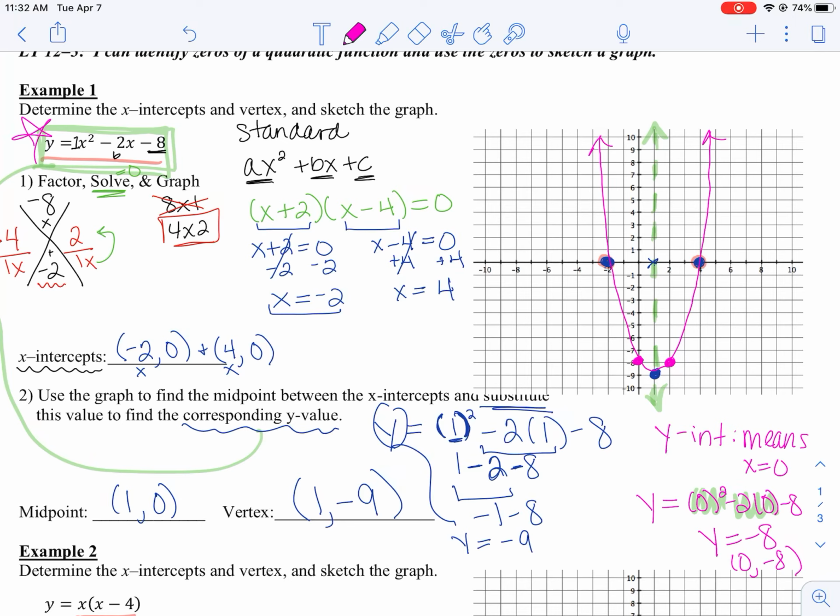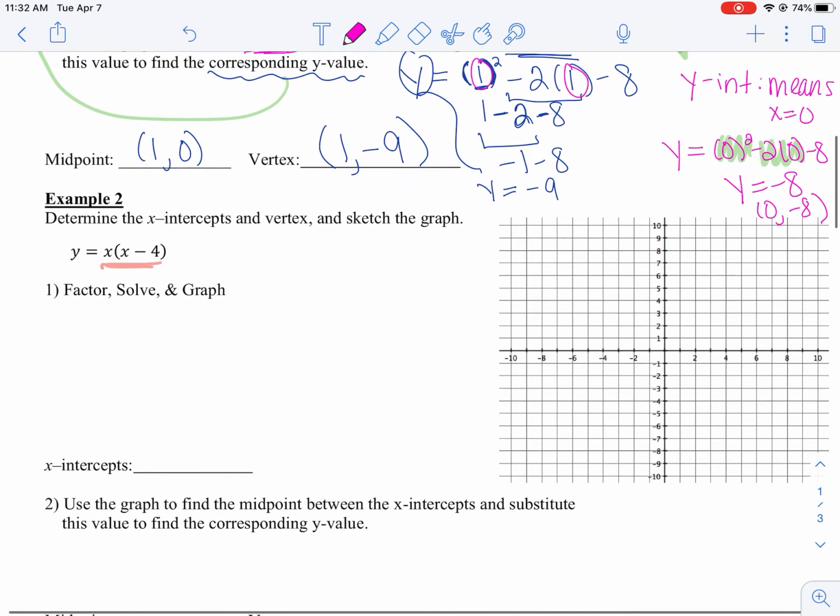That's if the problem's in standard form, right? So again, we factored, we set each equal to 0, and we solved it. That gave us our x-intercepts. Then we looked at what was the midpoint between those two x-intercepts, and that was that green dashed line we drew. That gives us the x value, and we put that x value in to find the corresponding y value.